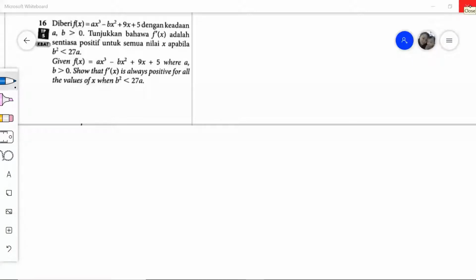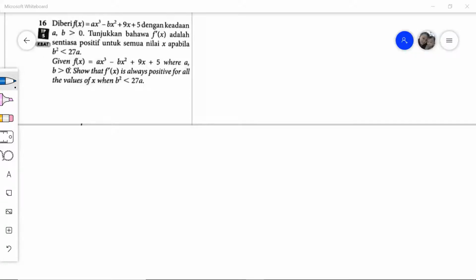Hi everyone, this is question number 16 in chapter 2. So we are given the function f(x) equals ax cubed minus bx squared plus 9x plus 5, where a and b are greater than 0. We need to show that the first derivative of function f is always positive for all values of x when b squared is less than 27a.